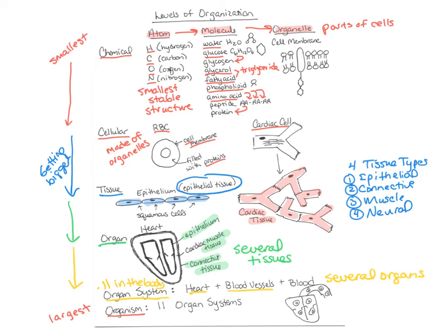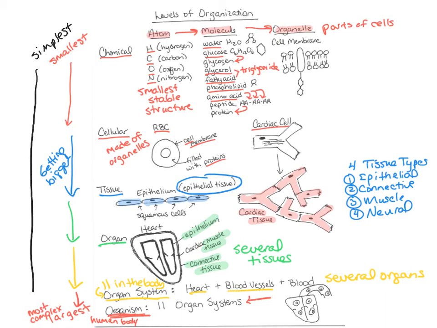Finally, we get to the largest level of organization, or the most complex level of organization, and that is the organism. An organism, such as the human body, contains all 11 organ systems. You should be able to describe each of the levels of organization from the simplest or smallest to the largest or the most complex. In other words, you should be able to describe the levels of organization from the chemical or molecular level to the organism level.